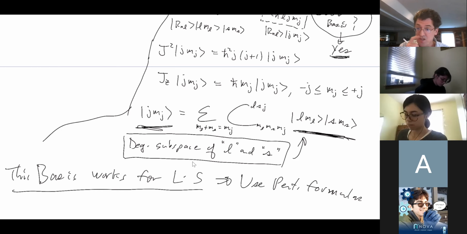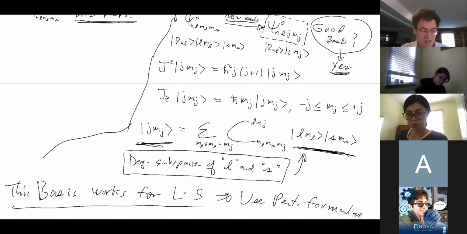Okay, and I guess that's where I'll stop, and we'll actually plug it in and calculate the perturbation next time. But what we have done is we found a good basis.